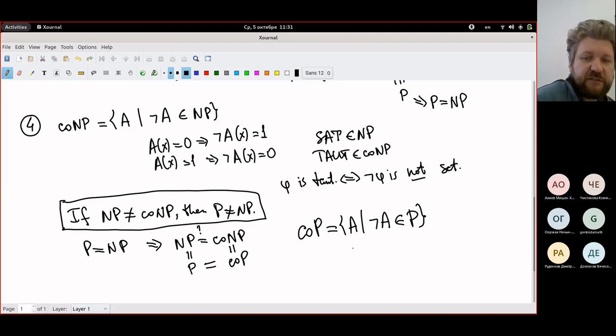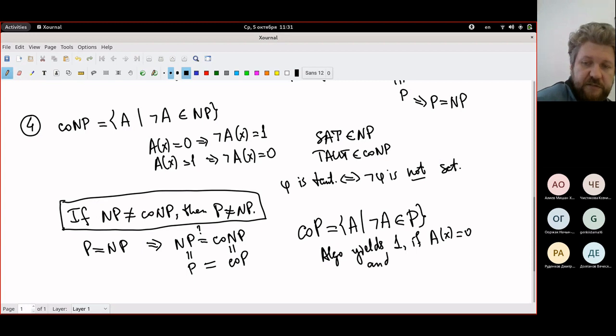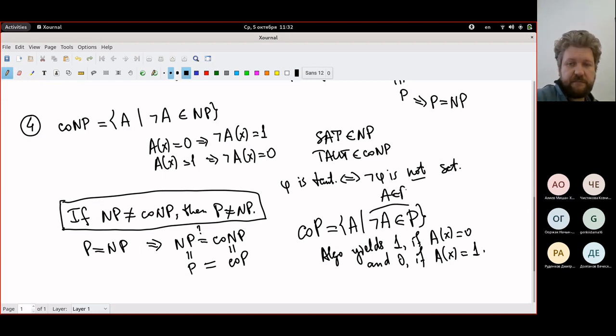What does it mean? It means that there is a polynomial algorithm which yields 1 if A of X is 0 and 0 if A of X is 1, right? And then we amend this algorithm and we just add the inversion of the result at the end. And this is a polynomial algorithm for A. So this is equivalent to A being in P. It's the same. So this is just P. Right? Understandable? Okay.